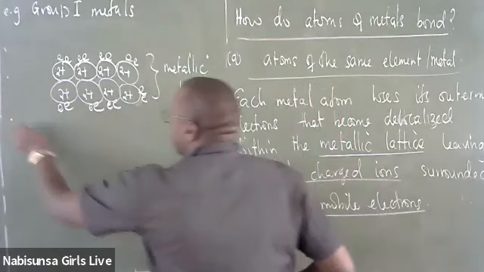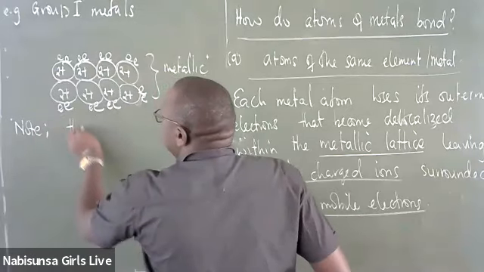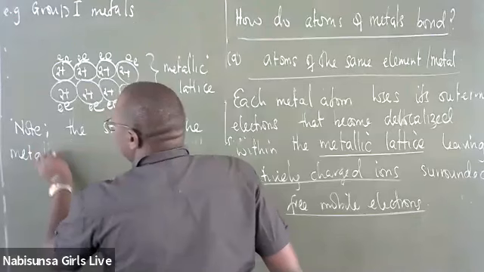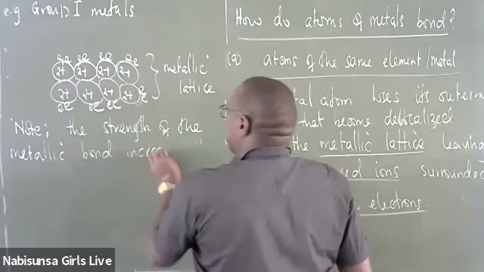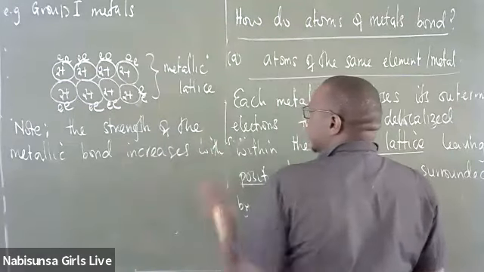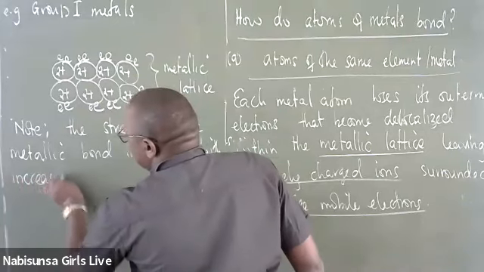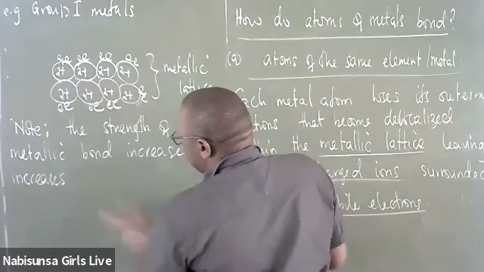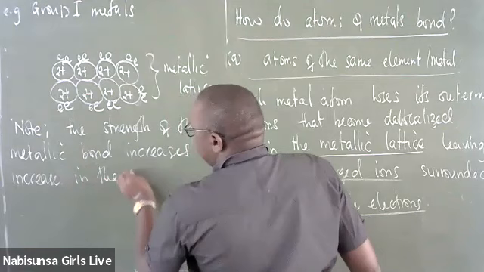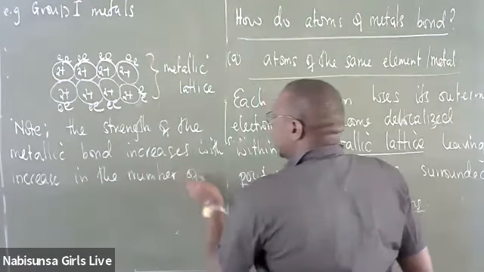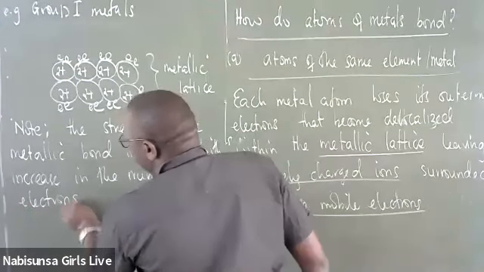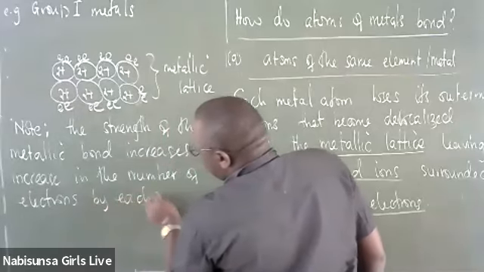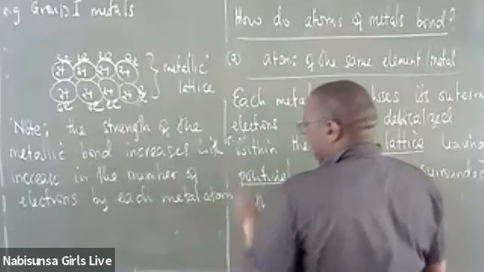What we note here: the strength of the metallic bond increases with increase in the number of electrons contributed by each metal atom in a metallic lattice.